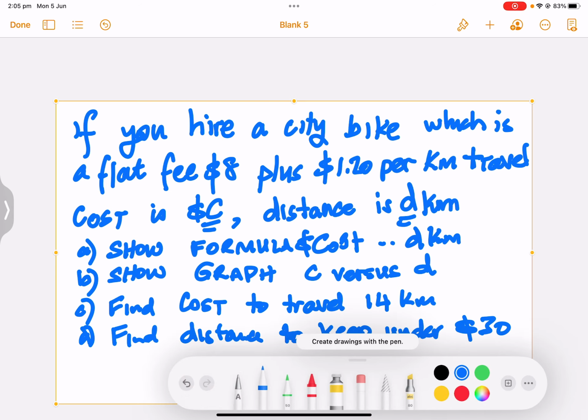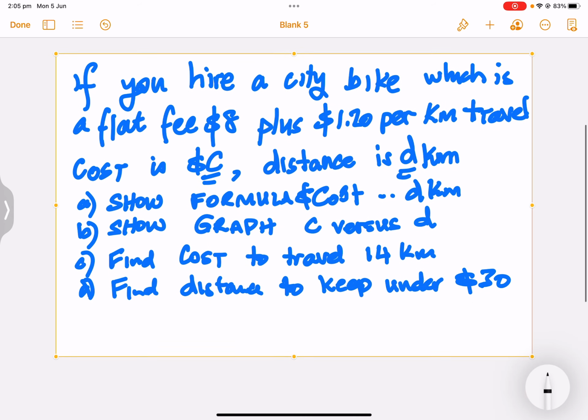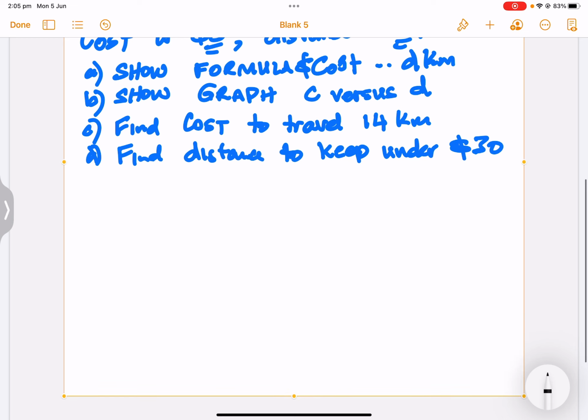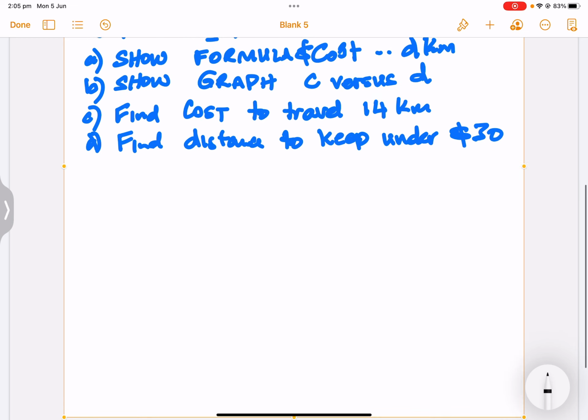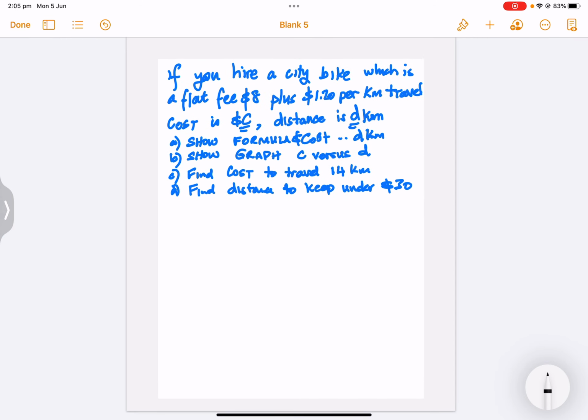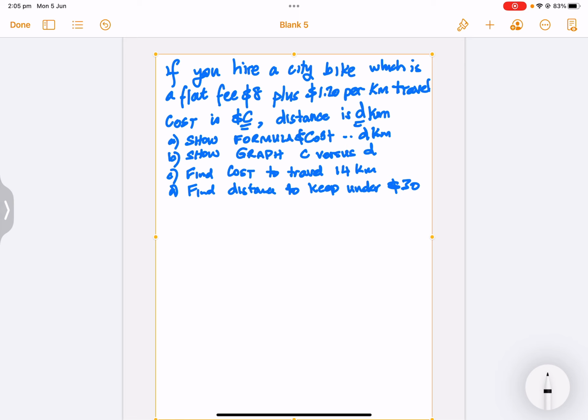So let's have a look at, let's go black. Let's scroll down. How big can I make my page? Is that it? All right. So if I make it small, then that's it. All right.